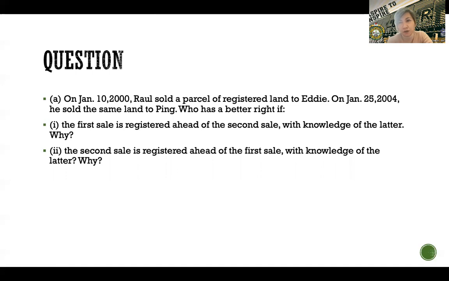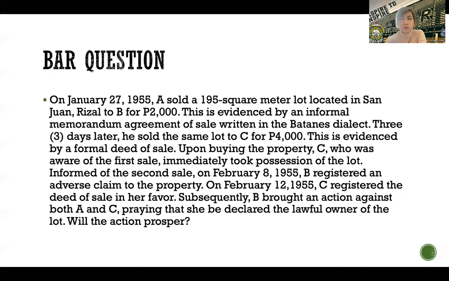So the knowledge of the first buyer will not affect his status as a first registrant in good faith, as long as he's able to register it ahead of the second buyer. So the second question, the buyer here is considered as one in bad faith. Kaya na naman siya prior knowledge of the first sale, even if nakauna siya pa-register. So dagag board questions guys on double sales. So I hope you master this particular topic.